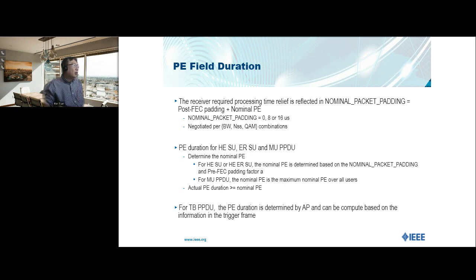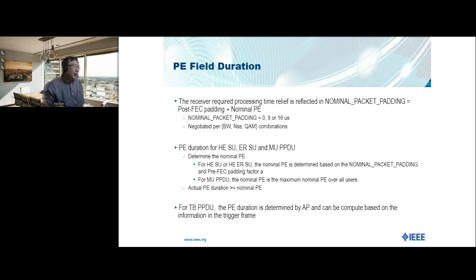So that's a receiver, that's a transmitter. The transmitter will determine the nominal PE it will need. The actual PE has to be at least as long as the nominal PE, so that the receiver has enough time to process it. Okay. For trigger-based PPDU, everything is simple.